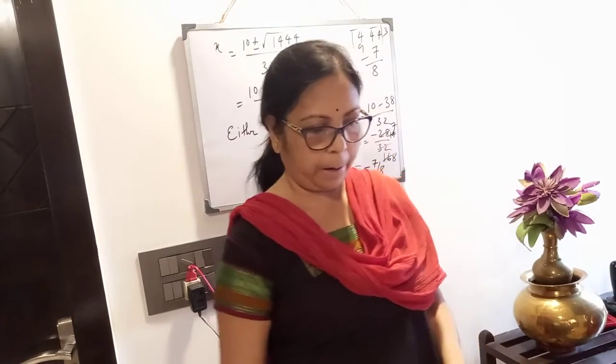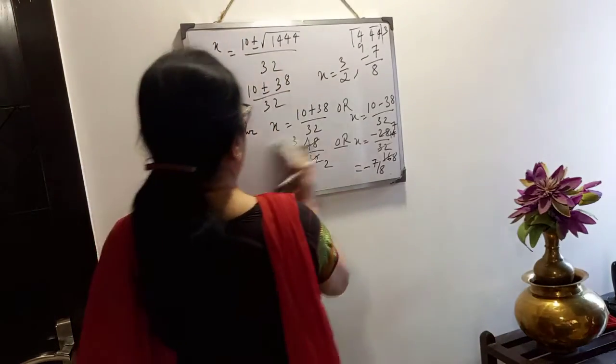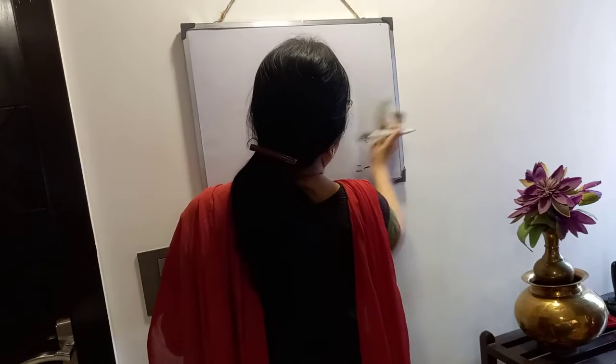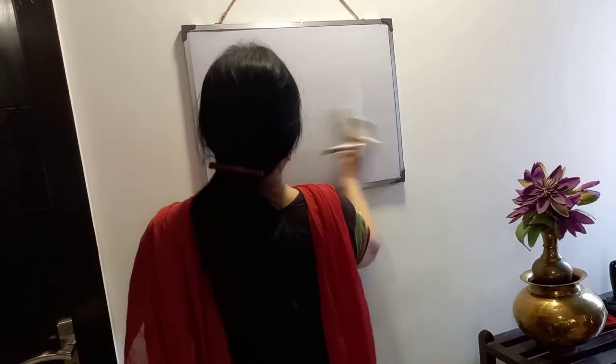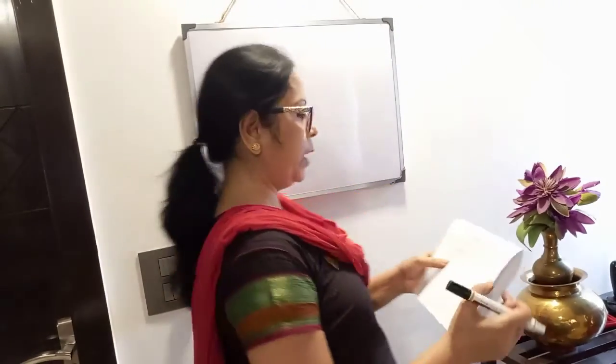Clear? Now I start problem sums. You will get this in PDF form, so I am reading the problem sums. The sum of squares of two consecutive negative numbers is 761. Then find the numbers. Clear?